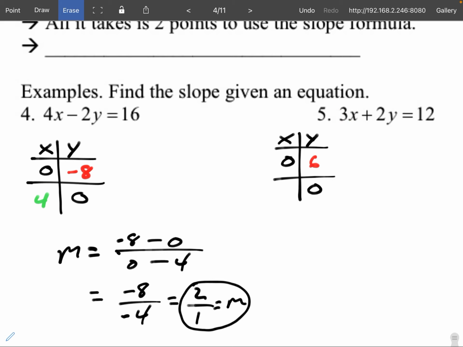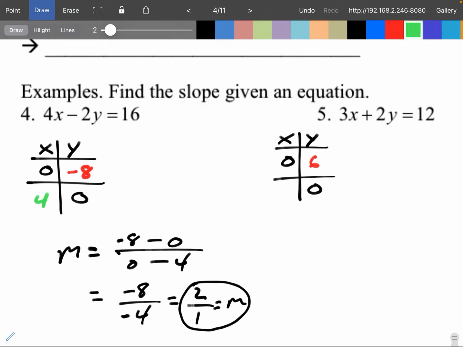All right, we're going to plug in 0 for x. So I'm putting a 0 in right here. What's 3 times 0? So that's gone. Now solve for y. What do you get? 6. Yeah, you divide both sides by 2, you get y equals 6.